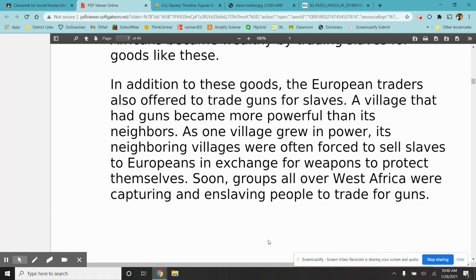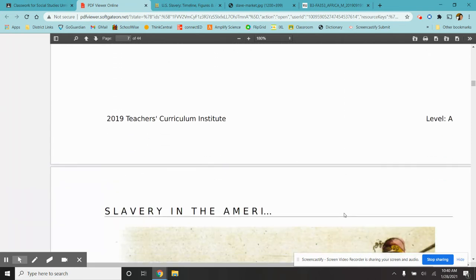A village that had guns became more powerful than its neighbors. As one village grew in power, its neighboring villages were often forced to sell slaves to Europeans in exchange for weapons to protect themselves. Soon, groups all over West Africa were capturing and enslaving people to trade for guns.